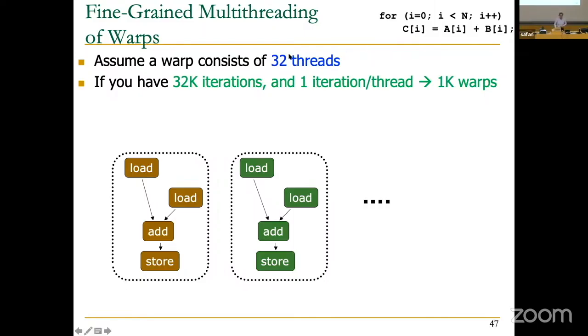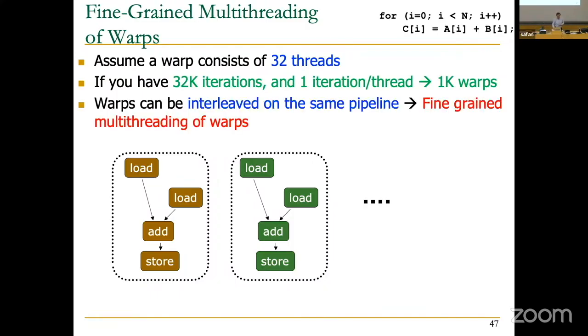It consists of 32 threads. Assume that we have 32,000 iterations over here in this code, and we do one iteration per thread. That means we have 1,000 warps, right? These 1,000 warps each execute 32 threads, and each of them are at the same program counter at a given point. So these warps can be interleaved on the same pipeline. So you can actually do fine-grained multi-threading of warps. I'm going to show you an example.